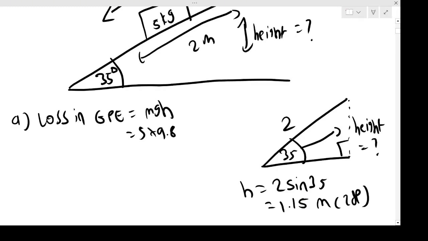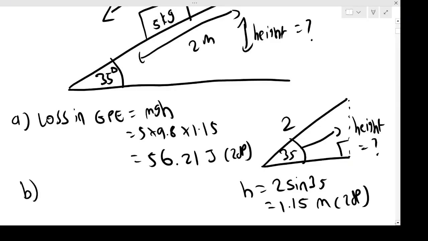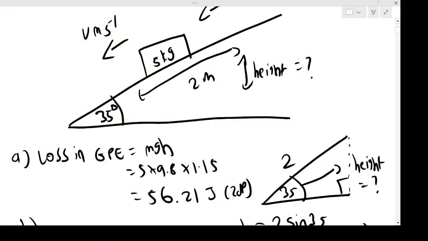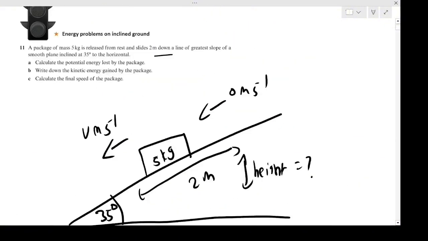That's my vertical height. Okay, so times that by 1.15. So the loss of GPE is going to be 56.21 joules. Okay, to 2 decimal places. Again, we could make it a negative, but the idea is at the end of this is the loss, right? And it is a loss because we're going down the slope. Okay, we're going downwards. So there we are.